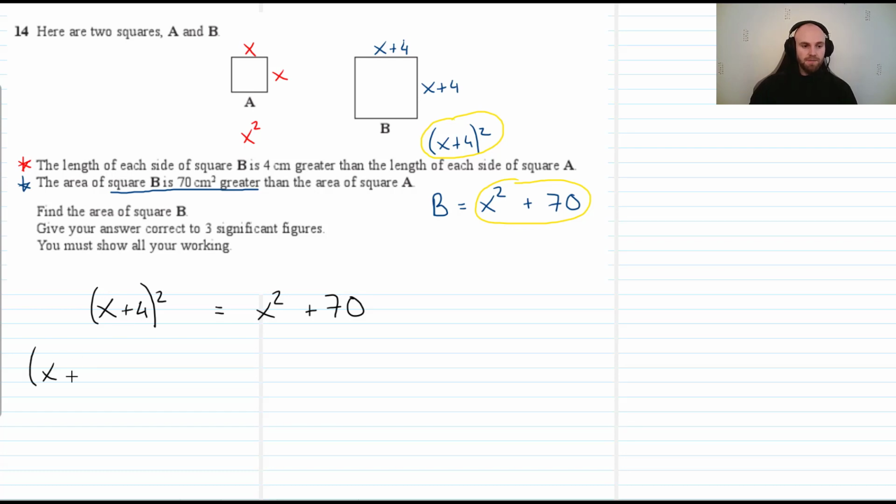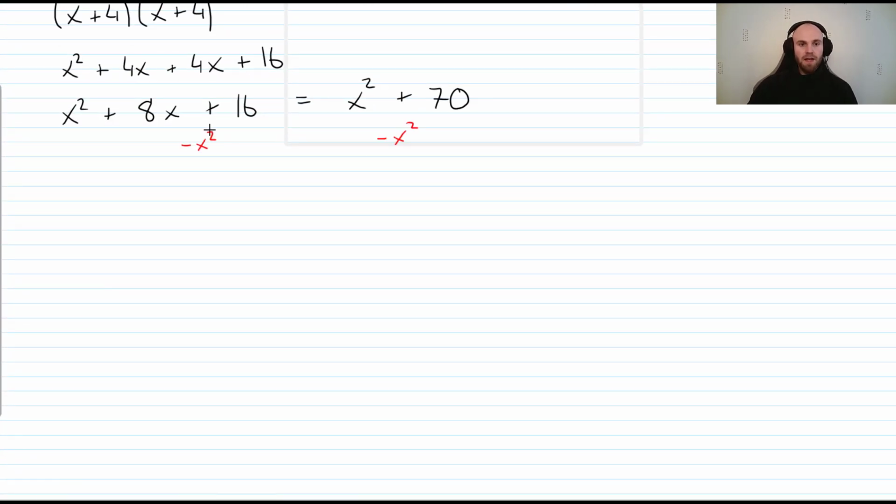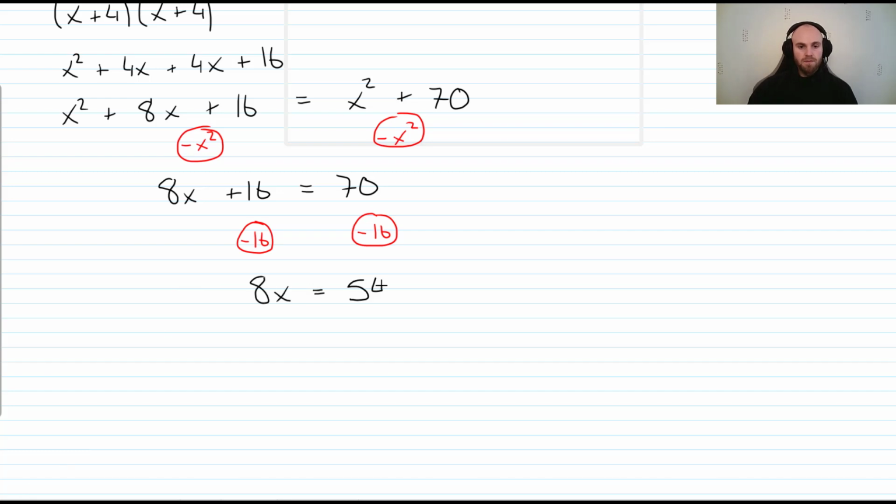And if we expand these brackets, we are left with x squared plus 8x plus 16 equals x squared plus 70. I'm going to subtract x squared from both sides. I'm going to subtract 16 from both sides. I'm going to divide both sides by 8. And now we have a value for x.